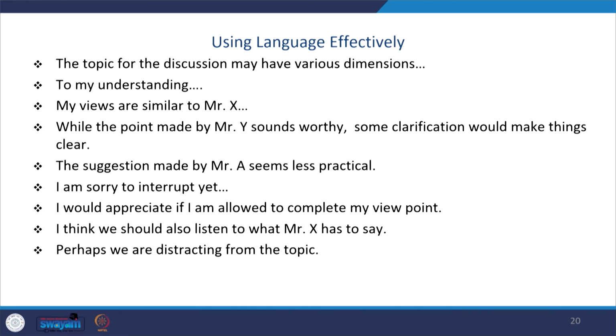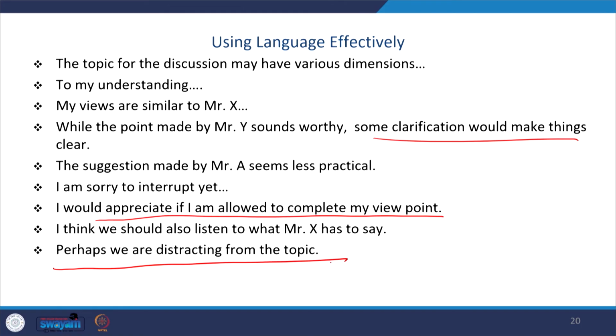For example, here are certain lines, you can take any of them. Say, if you disagree, you can say, while the point made by Mr. Y sounds worthy, some clarification would make things clear. Sometimes you are not allowed to complete and you are unhappy, then you can always say, I would appreciate if I am allowed to complete my viewpoint. Sometimes you may find that the group is deviating, and at that time you can intervene and say, perhaps we are distracting from the topic, we are deviating from the topic, and that will actually make your task easier.